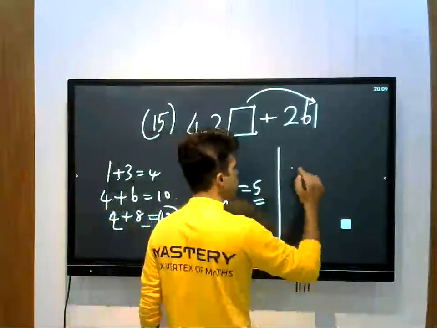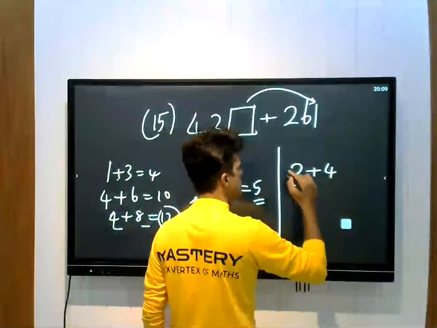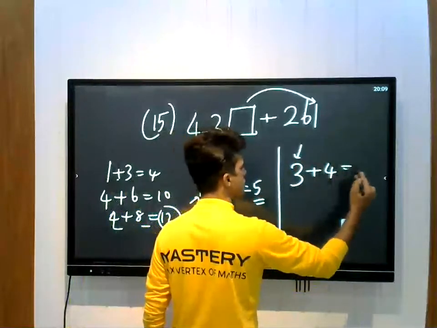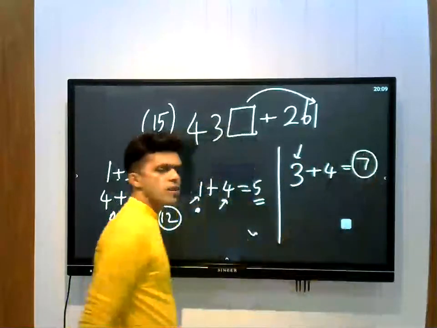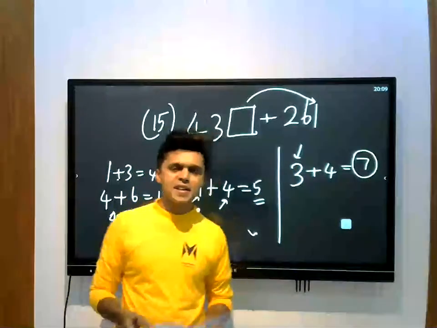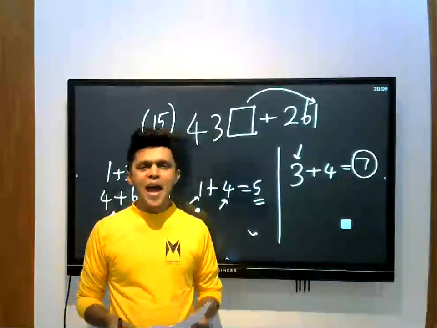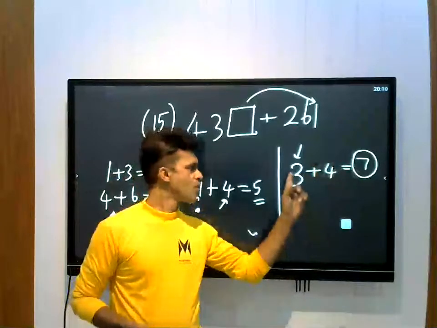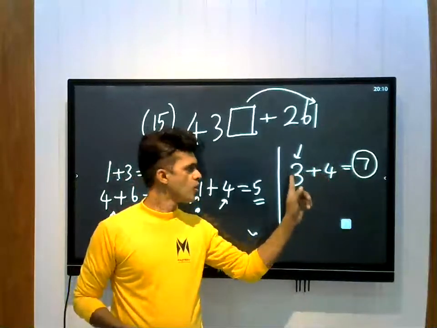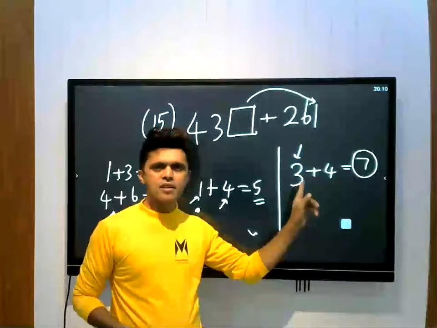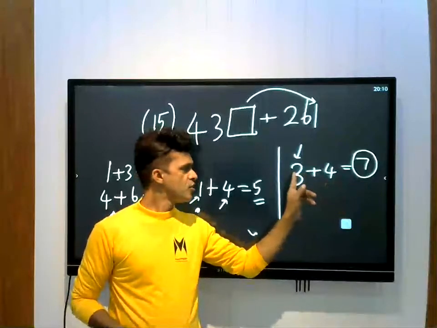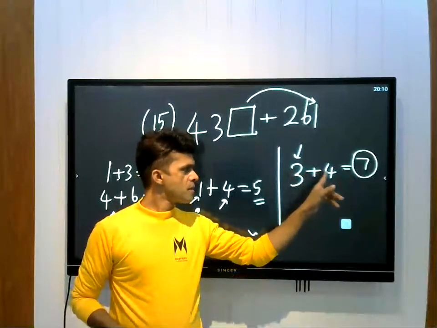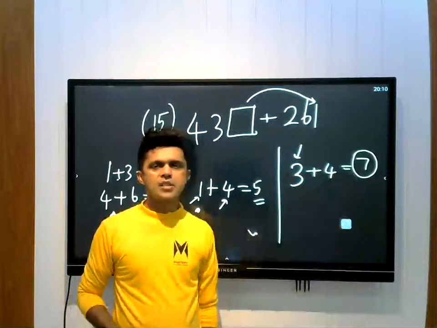This one, odd number and even number. This is even. The answer is an odd number. So when you add an odd number and an even number, the answer is an odd number. Odd number plus even number: 3 is an odd number, 4 is an even number. So odd number plus even number, the answer is an odd number.